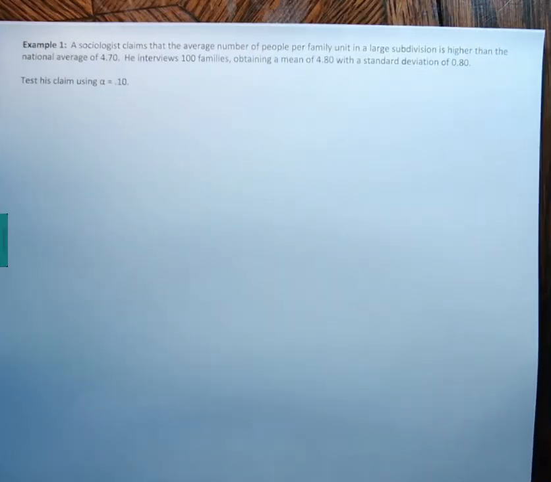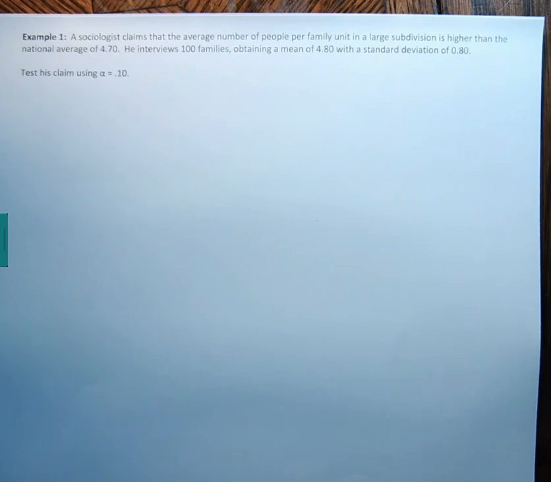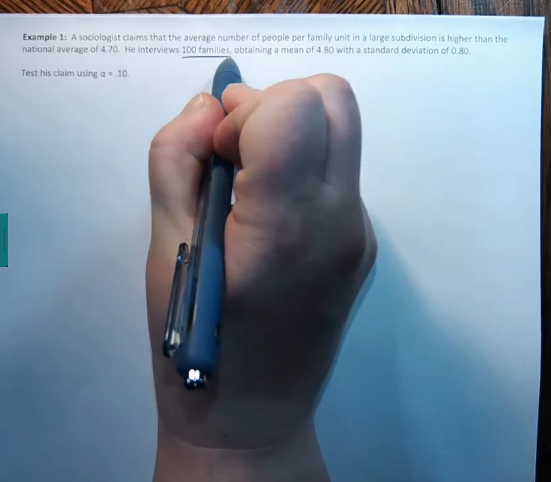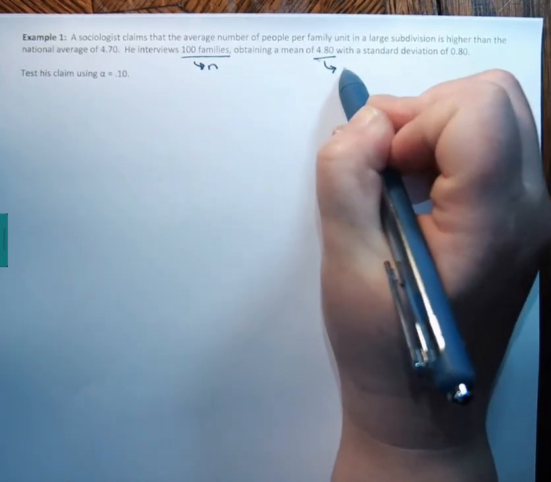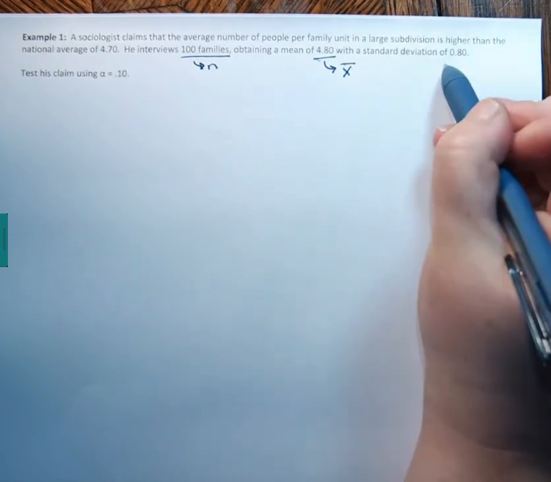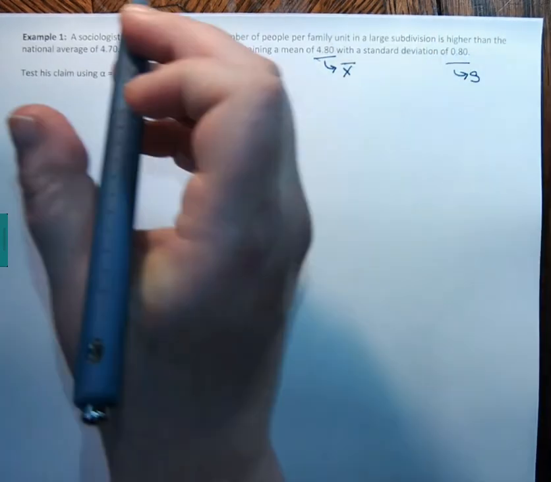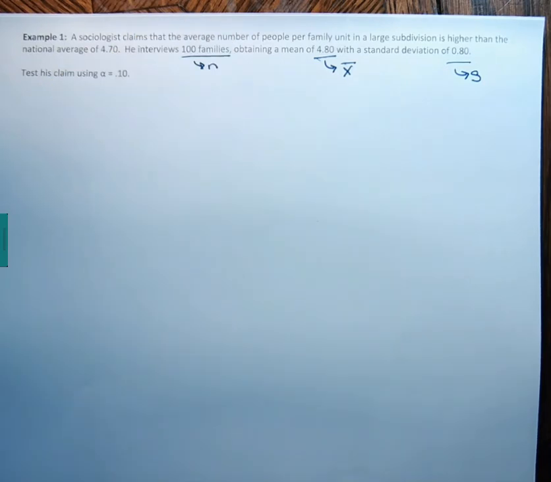All right. A sociologist claims that the average number of people per family unit in a large subdivision is higher than the national average of 4.7. He interviews 100 families, obtaining a mean of 4.8 with a standard deviation of 0.80, and we're going to test his claim using alpha equals 0.1. Well, first of all, let's identify some of the information. This is our sample size n. This is x bar. This value here is S. And this is the national average, so this is what we're comparing our mean to.